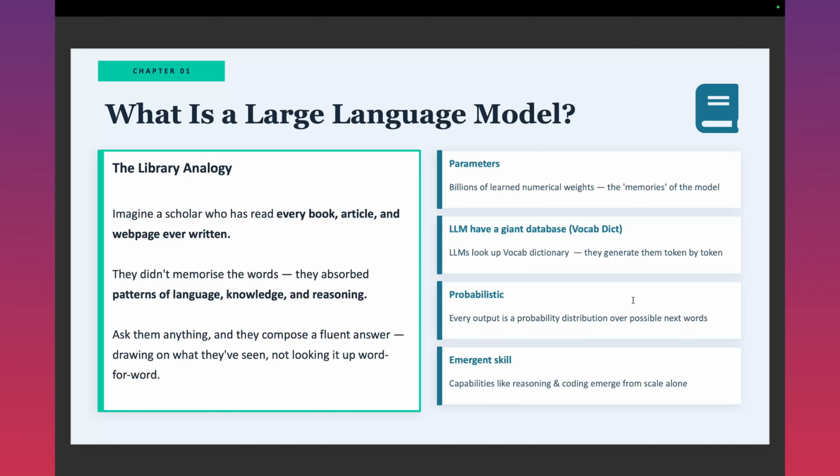Hey folks, welcome back to LLM Fundamentals. In this video, we are going to understand what a large language model is. We are also going to understand the mathematical intuition behind large language models.